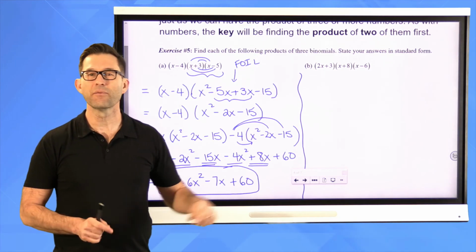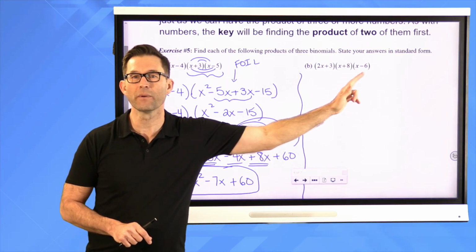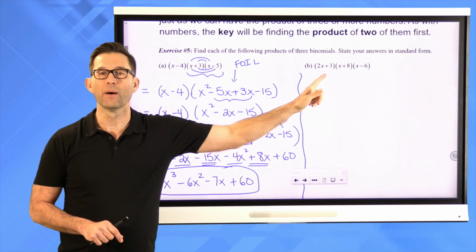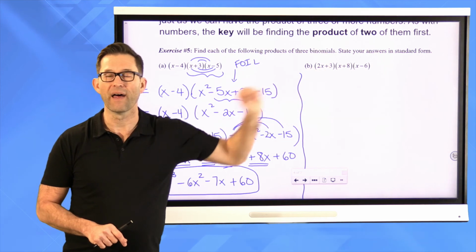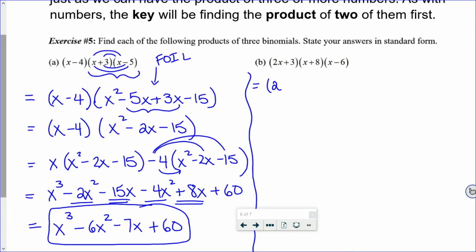All right, just like before, I'm going to use FOIL and multiply these second two binomials out, and then I'll go through and do double distribution and multiply through by that last one. Here we go. So first things first, I'm just going to rewrite that 2x plus 3 down. And now I'm going to use FOIL to multiply these two together.